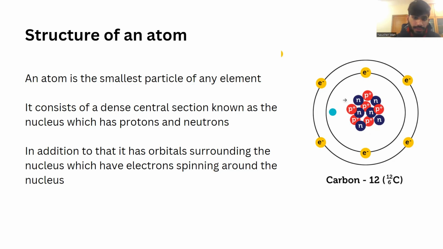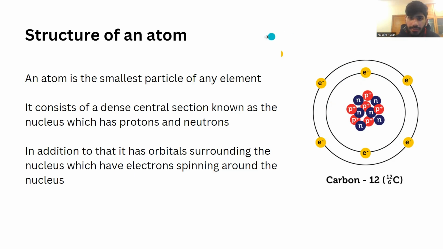And around it, you have these things called orbitals, these circles over here. These circles have very, very small particles known as electrons. And what these electrons are doing is orbiting around this entire nucleus, going in circles around it. So you have electrons, you have protons, and you have neutrons. These are the three constituent parts of your atom.